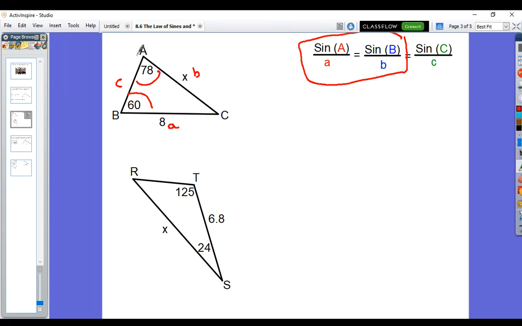So here we'll say sine of angle 78 over its opposite side, 8, is equal to sine of 60 over its opposite side, x, what we're looking for.